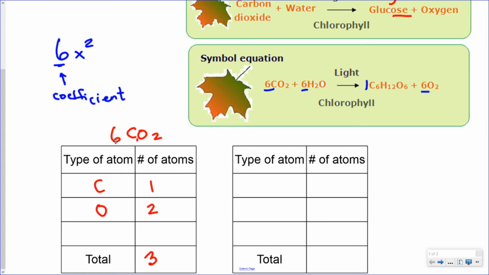However, we've got this 6 coefficient out here. So what does this mean? This is shorthand. Instead of writing CO2 6 times, we just put a 6 out front. So if each molecule of CO2 has 3 atoms in it, if you have 6 molecules, how many atoms do you have in total? Well, all you do is you multiply by 6. So 3 times 6 is 18 total atoms.